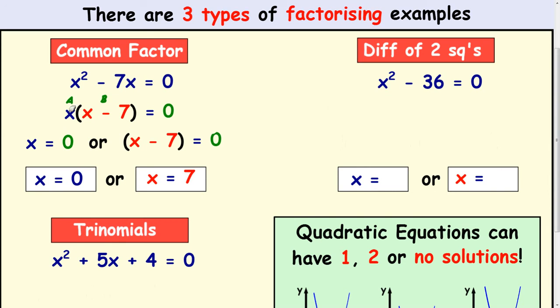If you put 0 in, you're going to have 0 multiplied by 0 take away 7. So 0 times negative 7 is just 0. If you put the 7 into both bits, you're going to have 7 times 7 take away 7, and that bit will go to 0. And you'll get 7 times 0, which just makes 0.